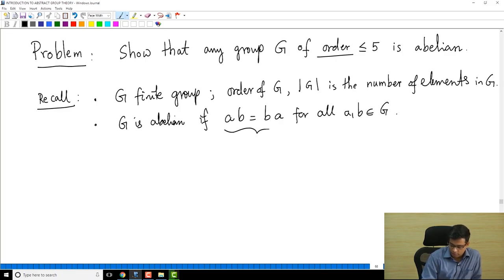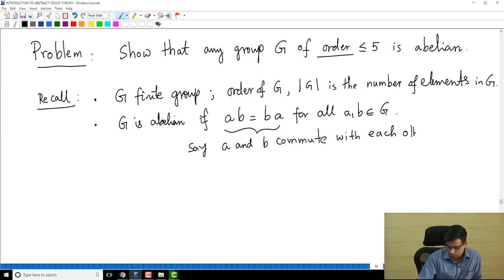So, we say that A and B commute. The statement that AB equals BA means that A and B commute with each other, which is to say that the order in which we multiply them is irrelevant for the final answer. So, G is abelian if every pair of elements in the group commute with each other.